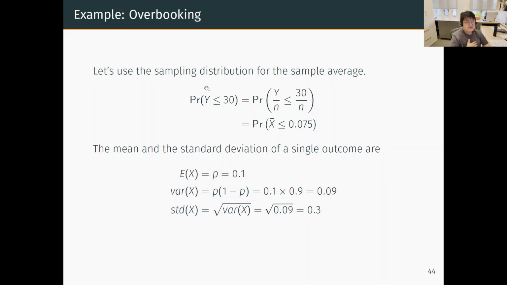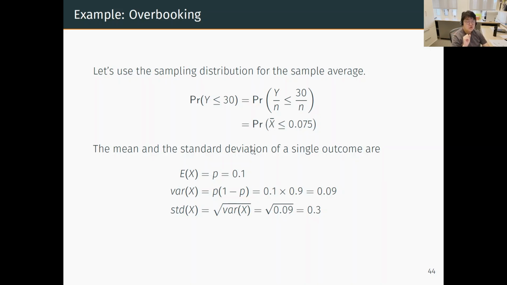So instead of calculating the probability that the number of cancellations is 30 or smaller, I'm going to calculate the probability that the cancellation rate is less than 0.075. They are basically the same thing. When the percentage of cancellation is less than this, then you are going to get fewer than 30 cancellations. Then how can you approximate this to normal? Yes, we are going to approximate this to normal.